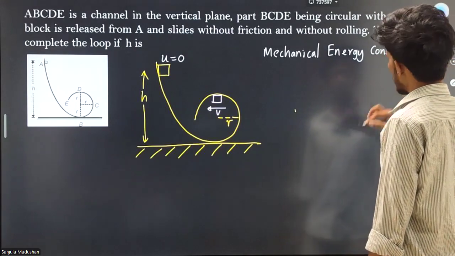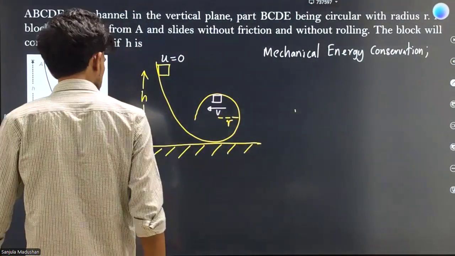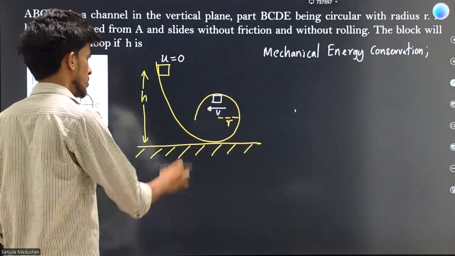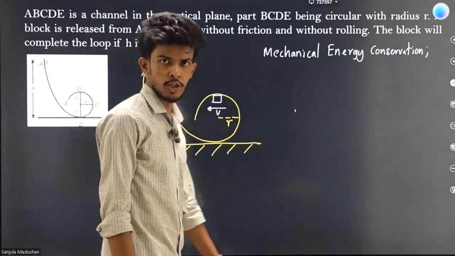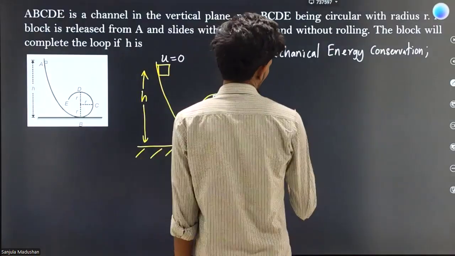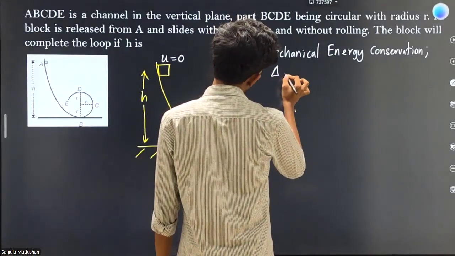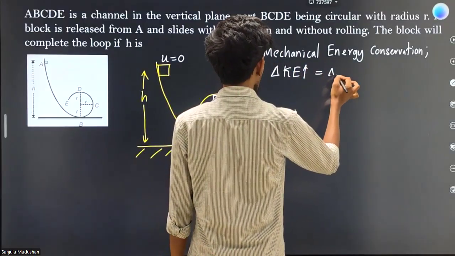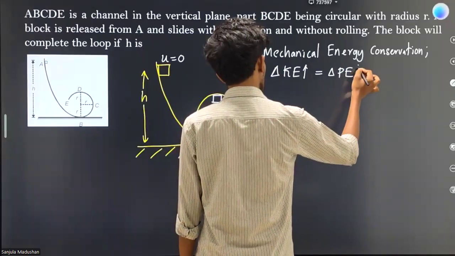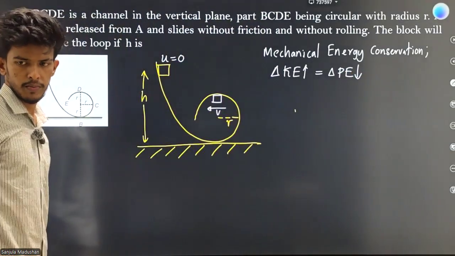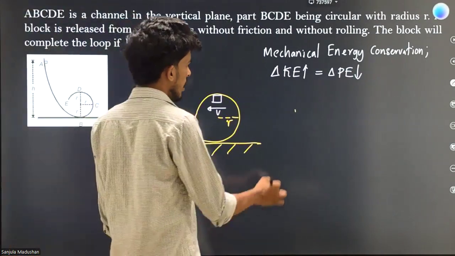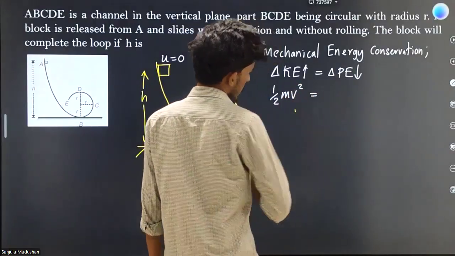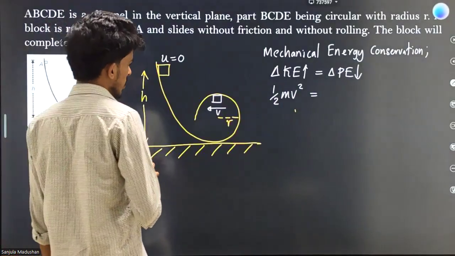The energy conversion that is going to happen here is there is an increase in the kinetic energy. Also, there is a decrease in the gravitational potential energy. So I will equate those two quantities, the increase in kinetic energy and the decrease in gravitational potential energy. The increase in kinetic energy is half mv squared, as you all know.